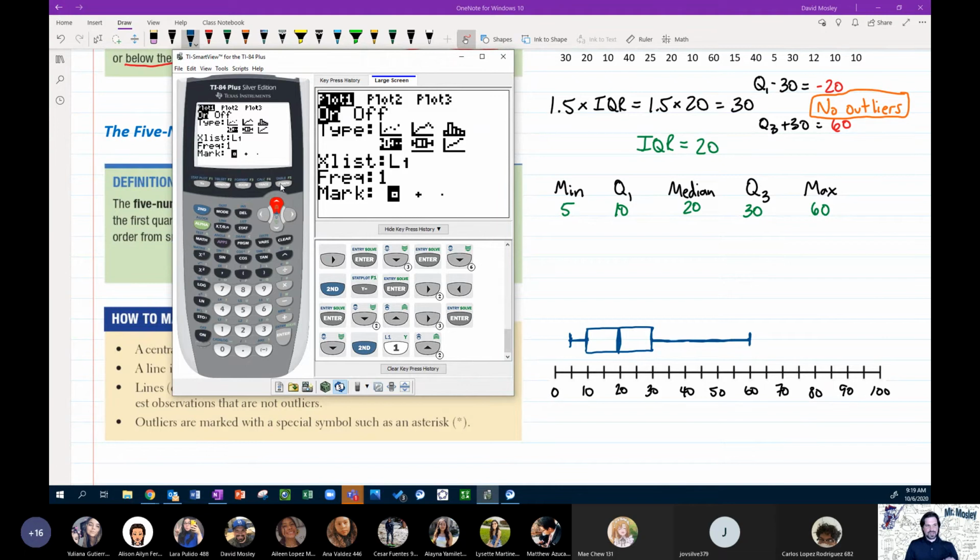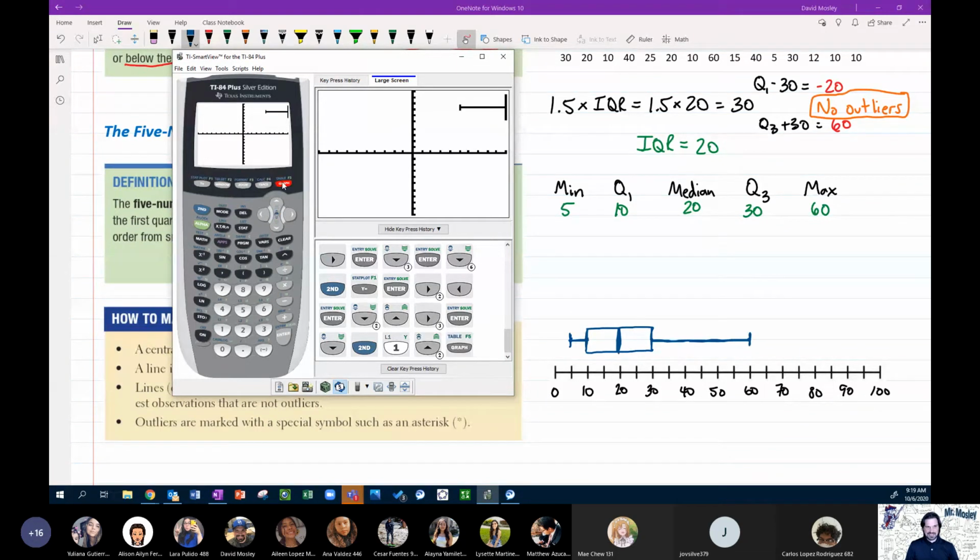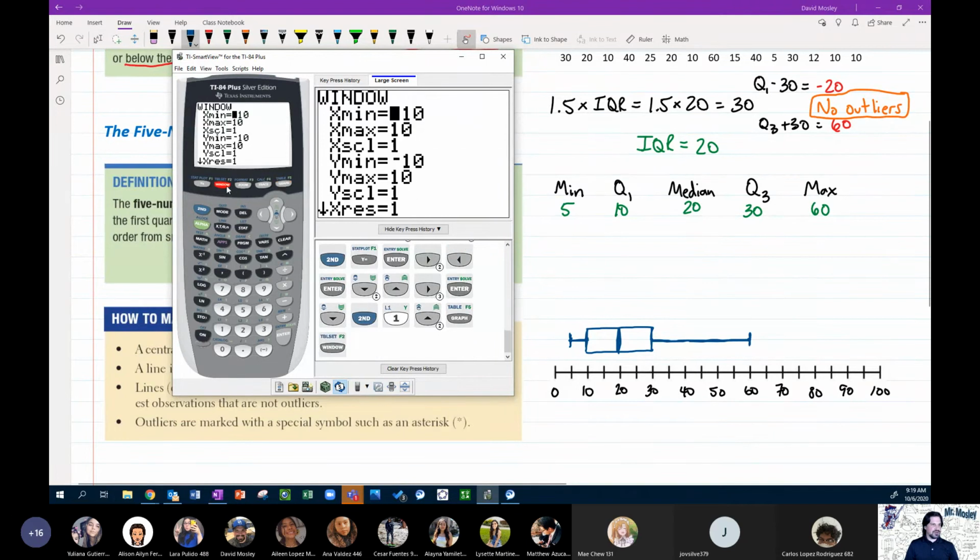So if I just go to the graph, I can't see my whole box plot because my window's not set properly. I can see part of it over here at the 5 and then at the 10. So we're going to have to adjust our window so that we can see our box plot. I don't need to go to -10 on X. I'm just going to go to 0. I need that maximum. Let's set it to 70. We'll go by 5.